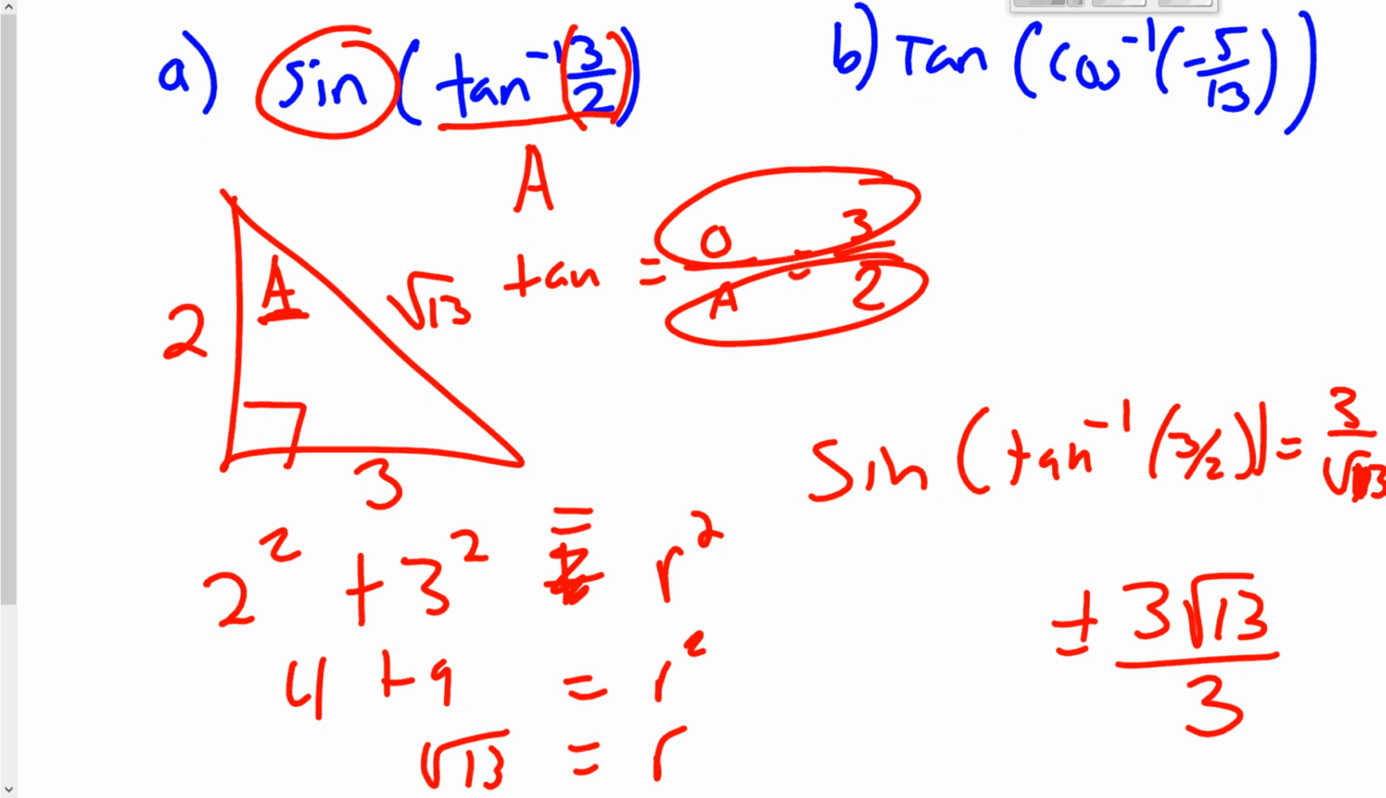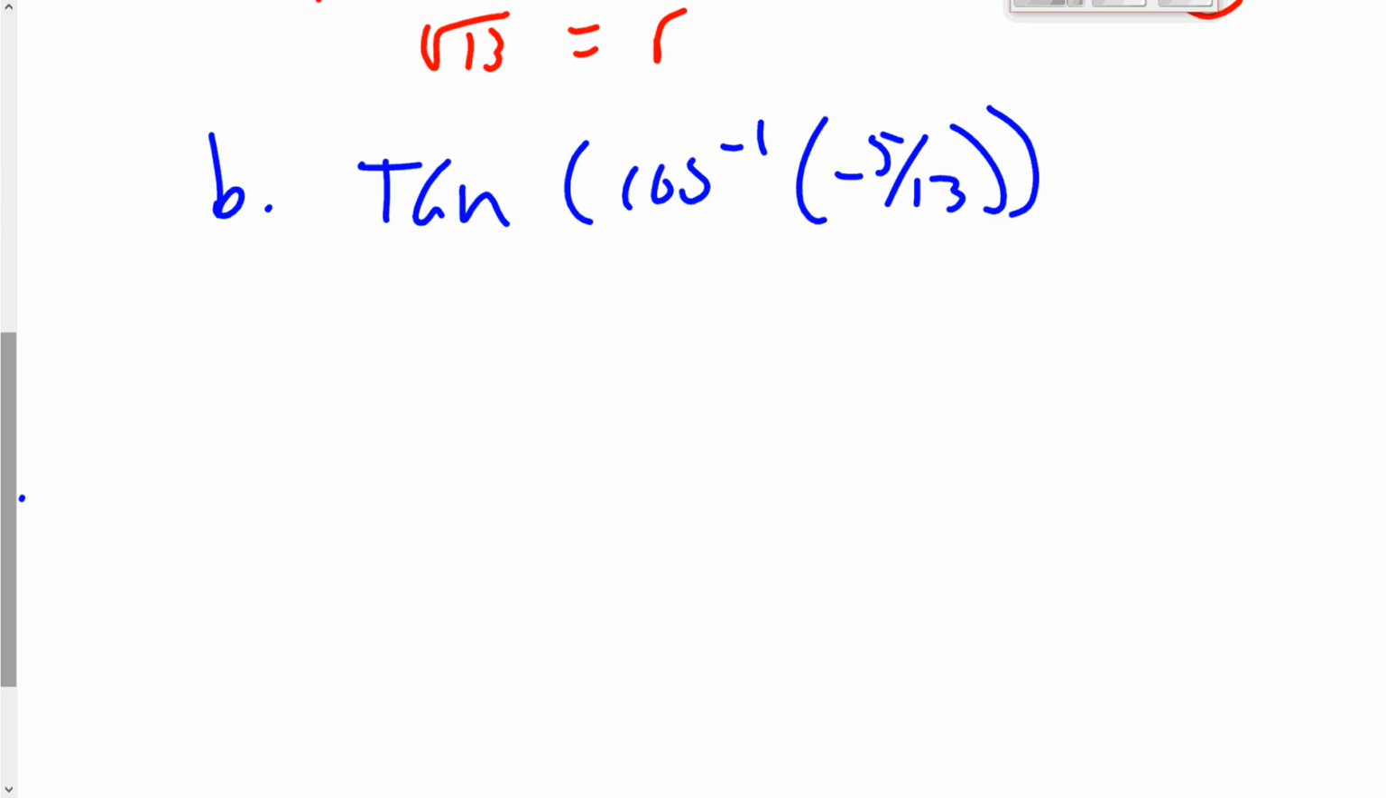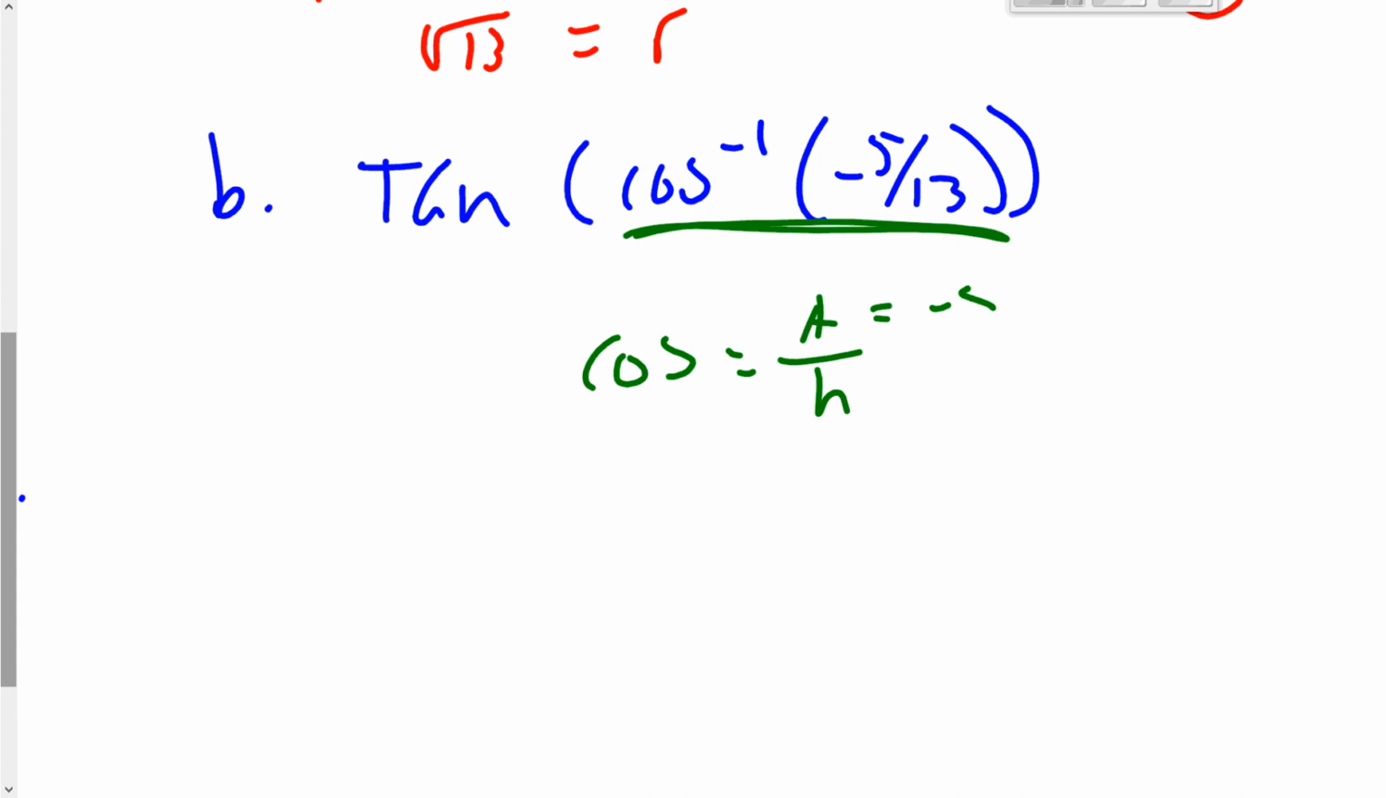Okay, so the second one we're looking at is tan of cosine inverse of negative 5 over 13. So remember, this is just an angle, right? So cosine is adjacent over hypotenuse, right? So really the A is negative 5 or positive 5, and then 13 would be negative or positive. Just one of them's negative. It really doesn't matter which one. Usually your hypotenuse is always positive, so you could just always do that. Okay, so there's our H, there's our A.